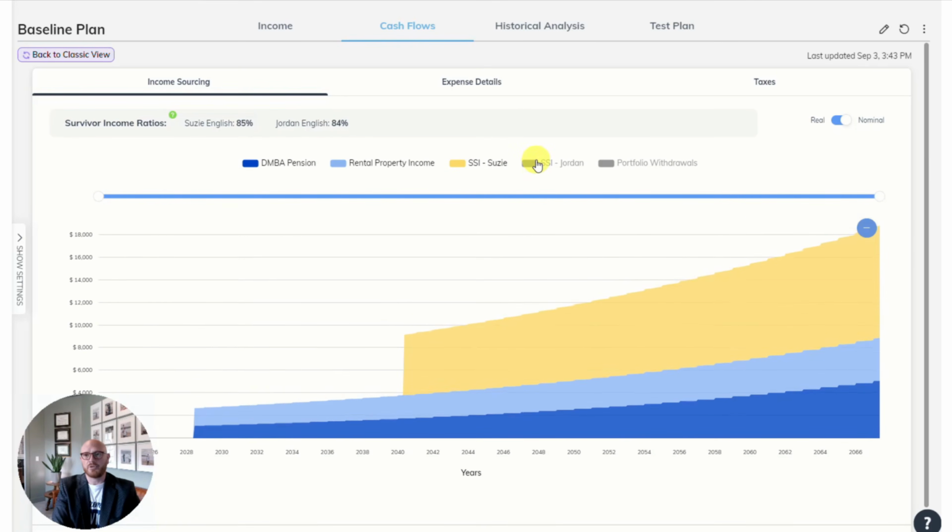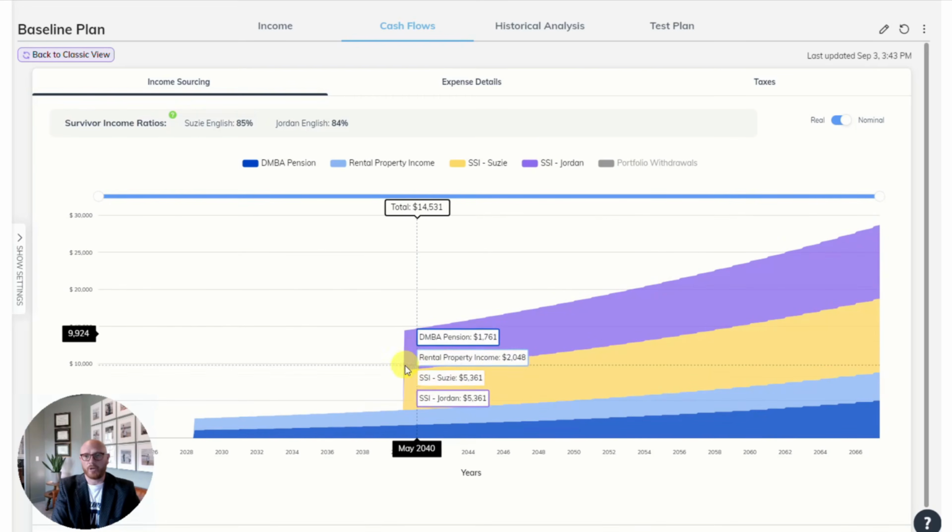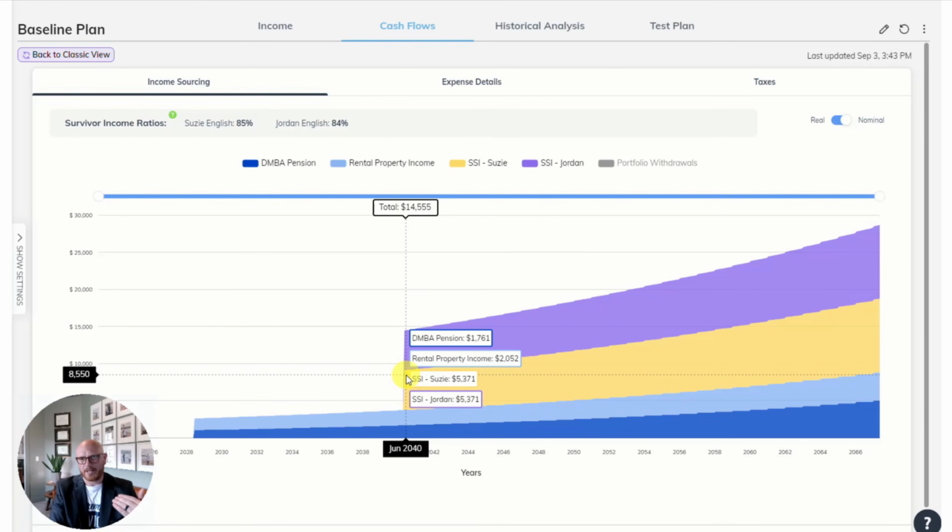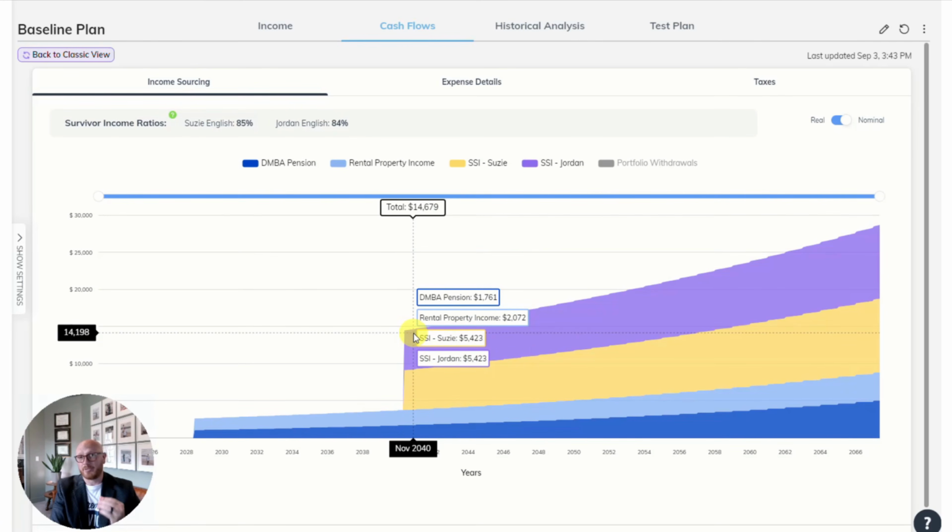I'll pull up both Susie's and Jordan's Social Security at this point, and you can see that at retirement, this is showing nominally, but in today's dollars, they're both set to get about $3,600 a month once they claim Social Security. So two observations here. The first observation is that once they claim Social Security at age 67, they are going to be able to comfortably meet their income needs for retirement.